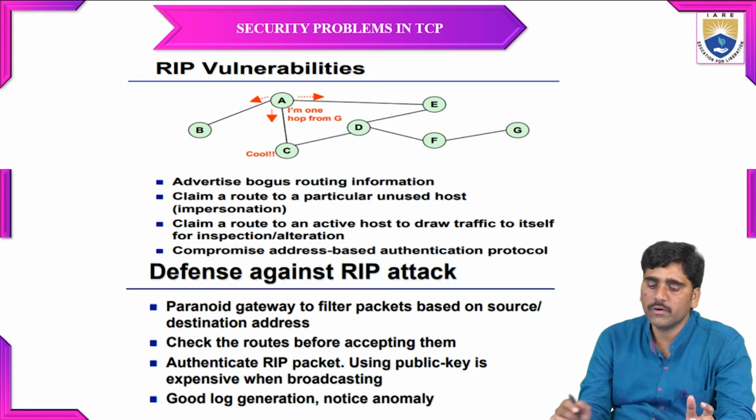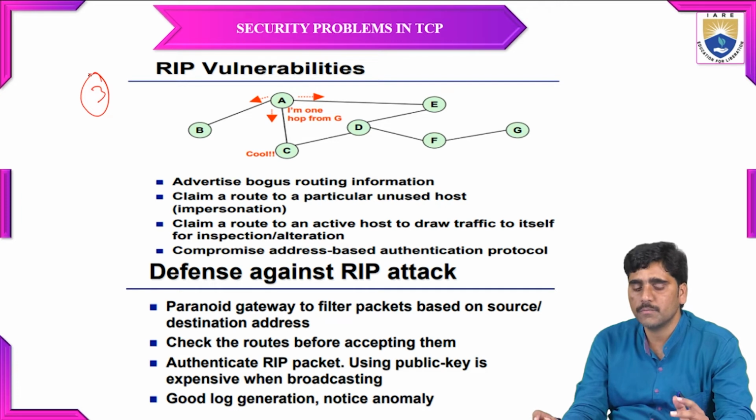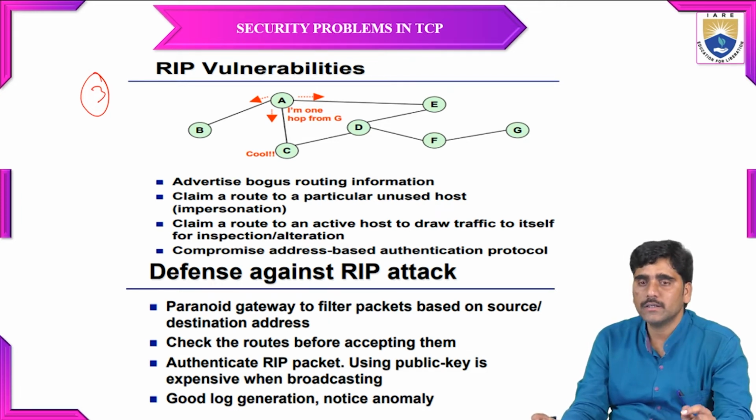And the next, third one, is routing information protocol vulnerabilities. Generally the packets are transmitted from source to destination.